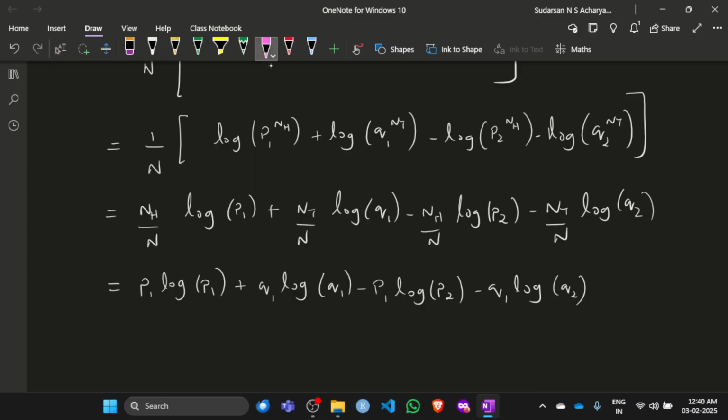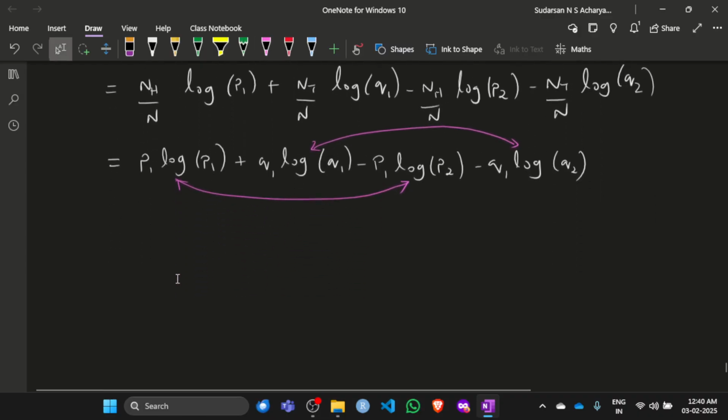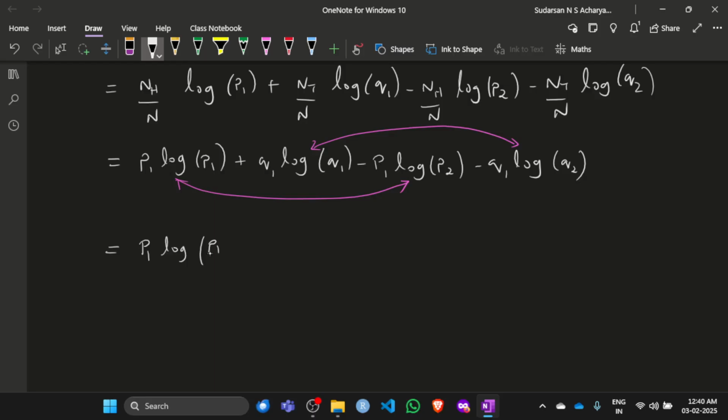So now I'm going to combine a few terms. I'm going to combine this term with this term and this term with this term. Okay, so what we derive after this is there's a P1 that's a common factor, and log of P1 minus log of P2 is log of P1 over P2. And when I combine these two, Q1 is a common factor, and log of Q1 minus log of Q2 is log of Q1 over Q2, right?